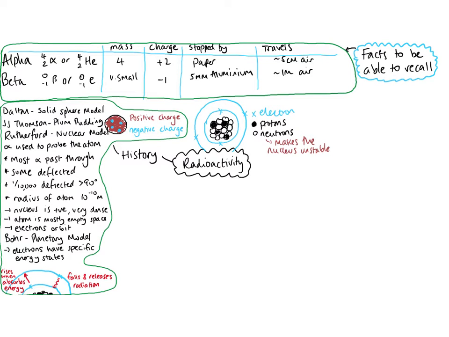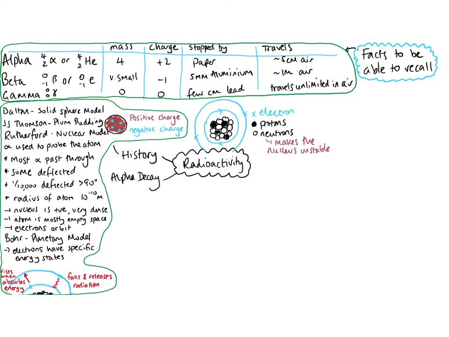next one, gamma. Alpha and beta are both examples of a particle, whereas gamma is a high energy or high frequency electromagnetic ray. As it isn't a particle and is an electromagnetic ray, it will have a 0 mass and it has a 0 charge. It takes a few centimeters or more of lead or concrete to stop it. And in air, it travels an unlimited distance. It's highly penetrating, but not very ionizing.